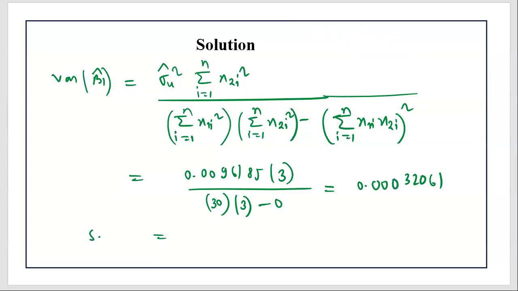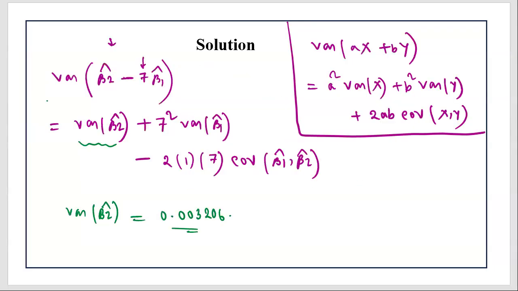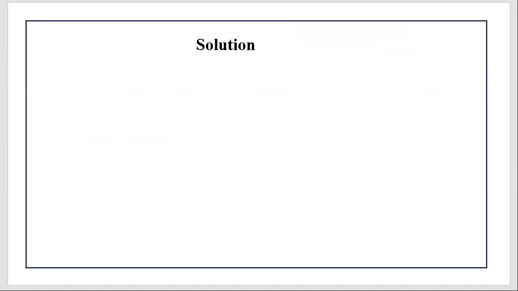So what will be the standard error? No, you have to find out the variance only. So this is the variance of beta 1 cap. You know what is variance of beta 1 cap, you know what is variance of beta 2 cap. Now the only thing left is the covariance of beta 1 cap and beta 2 cap. So what will be that?